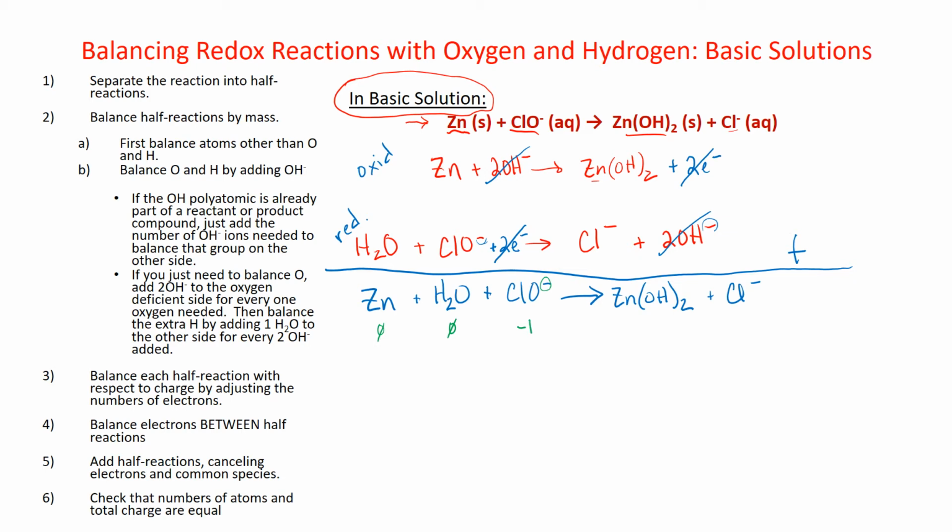So that is going to give us a total charge on the left-hand side of -1 when we add all those numbers together. For the product side, we've got a 0 charge for zinc hydroxide. There's nothing written here in the upper right-hand corner, so that's considered a neutral compound. And we've got a -1 for our chloride. So that also adds together to give us a -1 total charge. This is mass balanced and charge balanced.